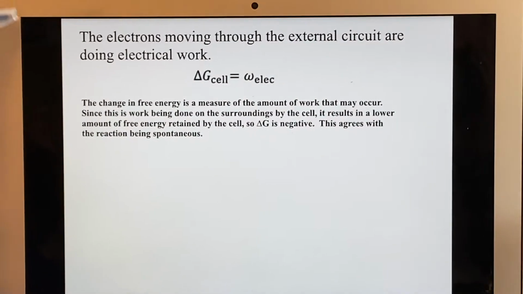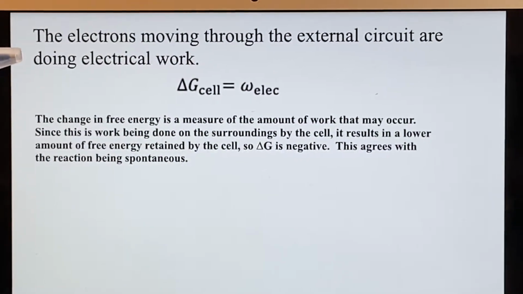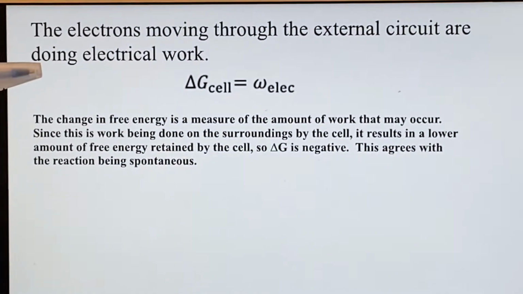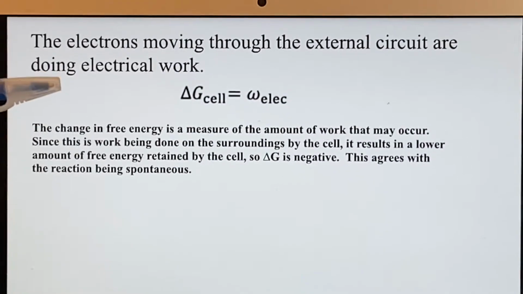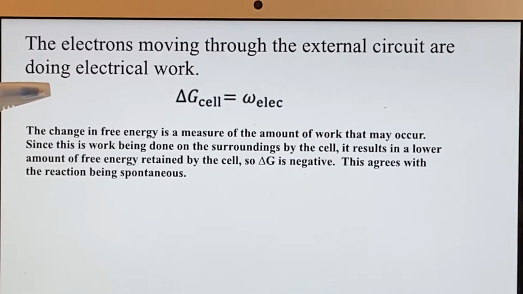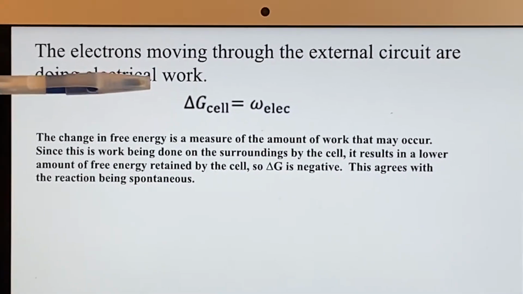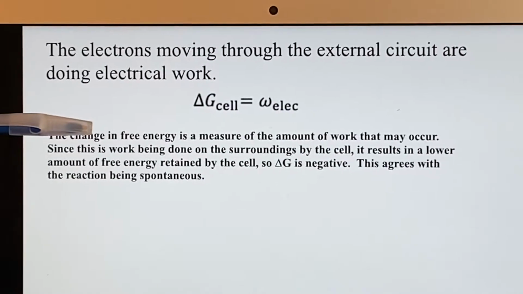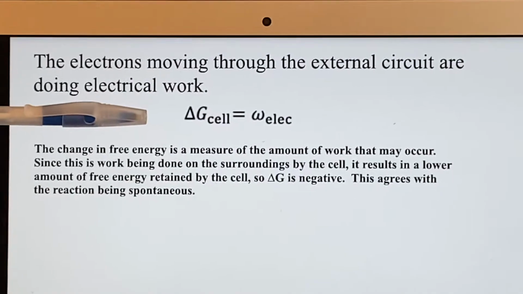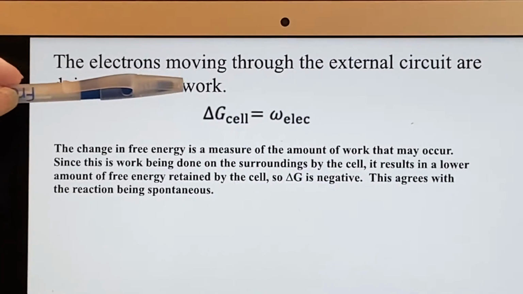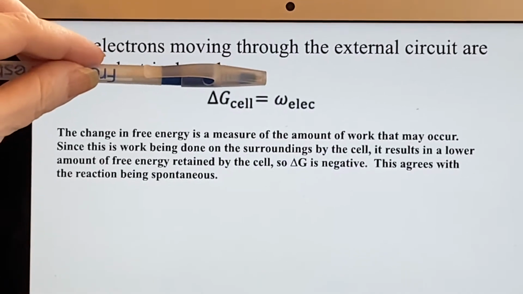We've said that in these batteries, what is happening is we are changing chemical energy into electrical work. So we need to be more specific about this in terms of the equations. Here we have our delta G, the Gibbs free energy. The change in that free energy is a measure of the amount of work, chemically speaking. On the other side, we have the amount of work done electrically.